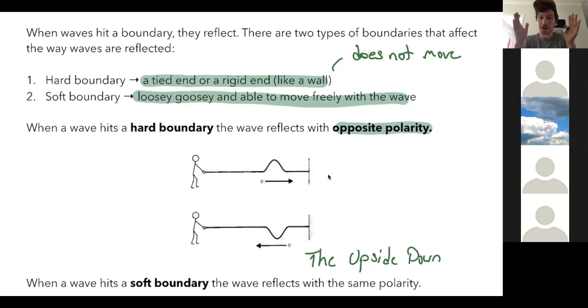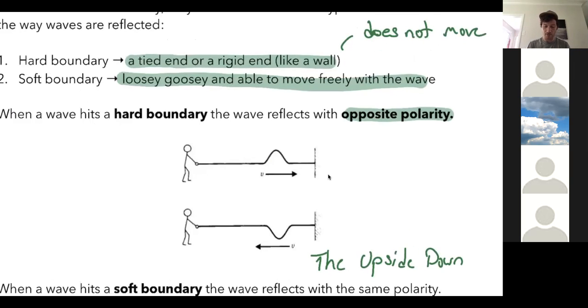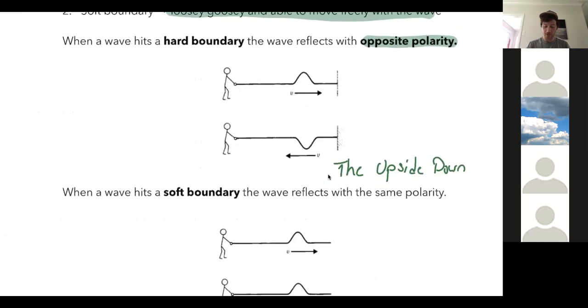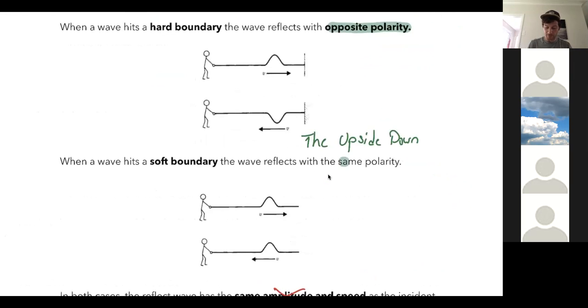When it hits a hard boundary, okay, it goes to the upside down. And it goes back the same direction, but it's upside down. It's the opposite polarity, okay? When it has a soft boundary, it reflects with the same polarity, okay? It's just normal stuff, okay? So a hard boundary is like a wall and it goes right back. A soft boundary, it comes back just the way it is.